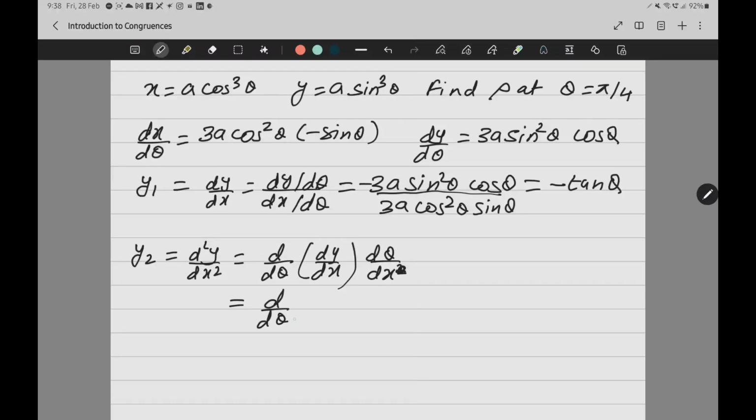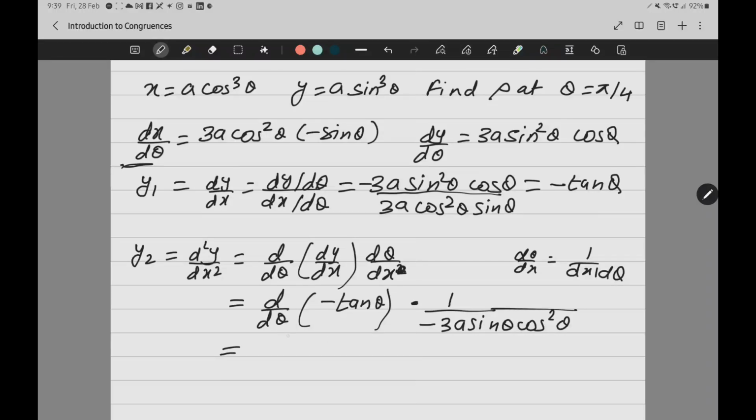d by d theta of dy by dx, which is minus tan theta. So differentiation only of this bracket, okay, into d theta by dx, which means 1 upon dx by d theta. d theta by dx is what? 1 upon dx by d theta, right? So that is what I'll write: 1 upon dx by d theta. Already I have found the value here. That value I'll put. So minus 3a sine theta cos square.